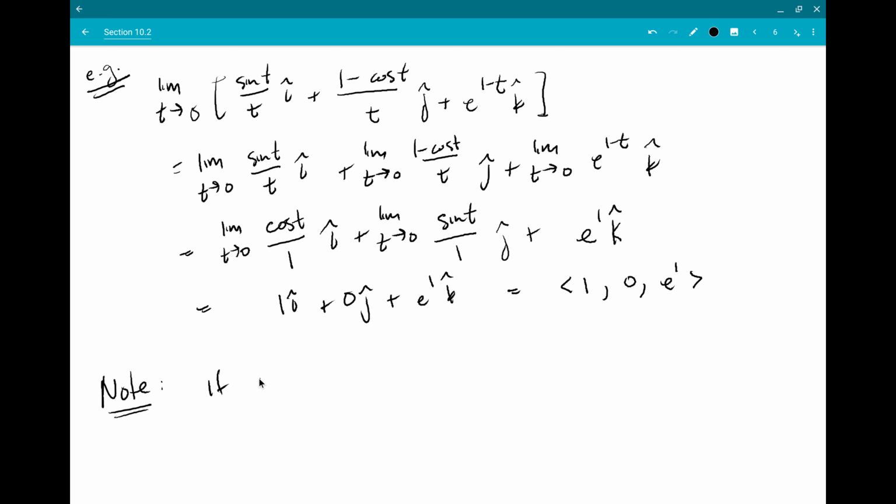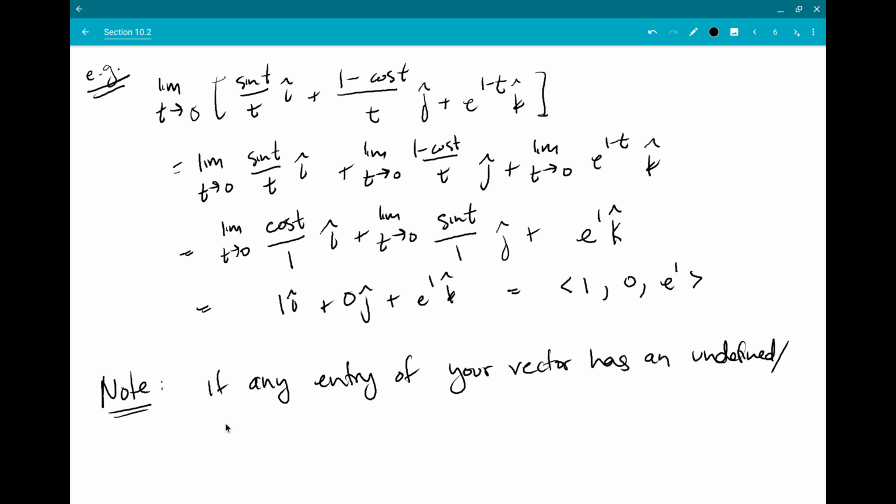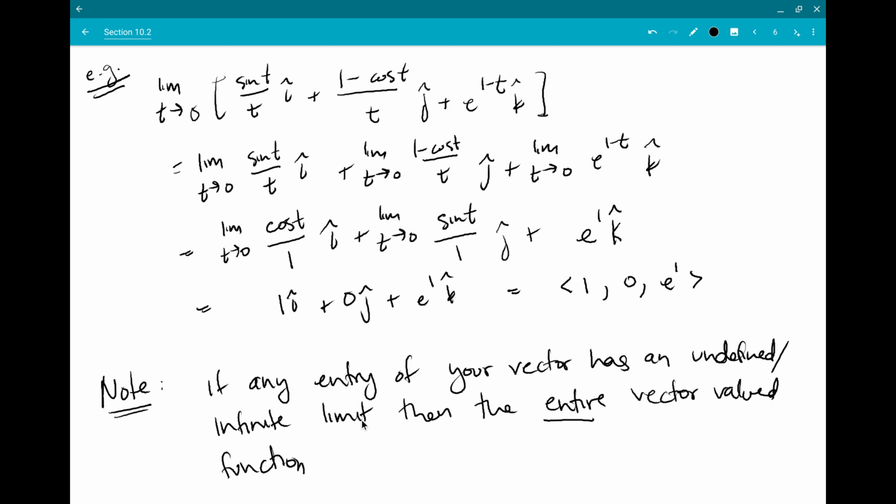Note, if any entry of your vector has an undefined or infinite limit, then the entire vector valued function's limit is undefined.